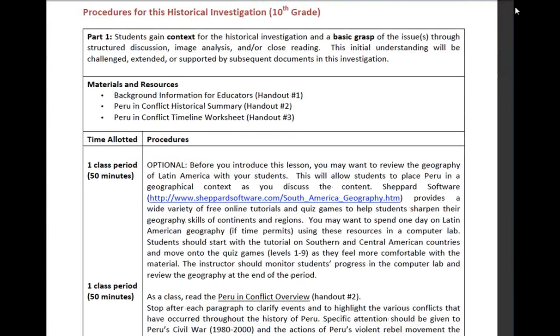Okay, the next part is the procedures part. This is where we're basically writing step-by-step instructions for how this curriculum guide should be taught. Now, I want to make a couple of qualifications. This is how we think this unit should be taught if time is not a huge issue.